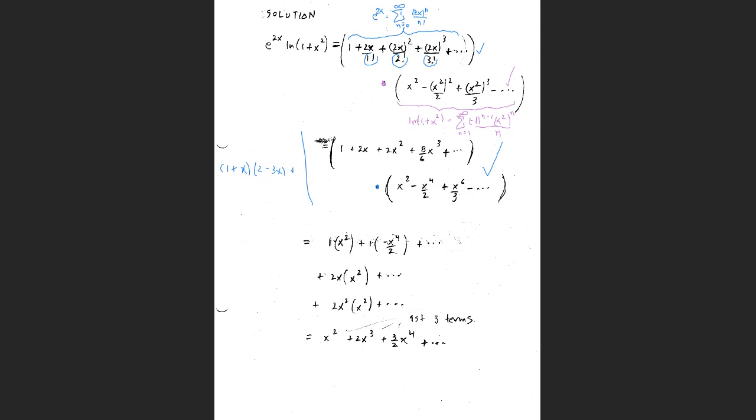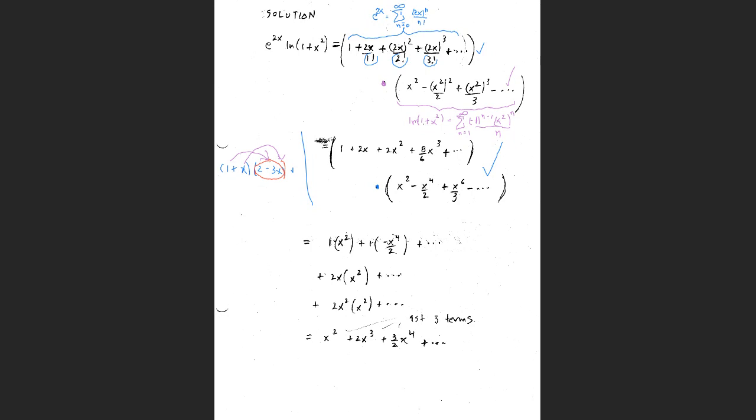The FOIL technique is first, outer, inner, last. But it isn't the only way to do it. You could keep 2 minus 3x, leave it right there, and then you could distribute the 1 and distribute the x on the 2 minus 3x.